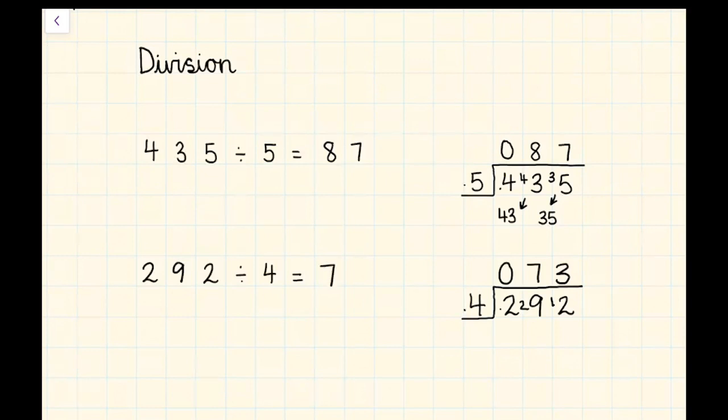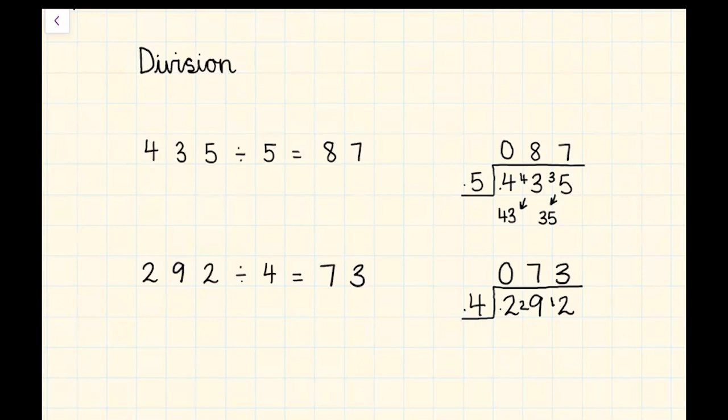So 292 divided by 4 equals 73. We're now going to look at methods for written division where our divisor is a 2-digit number. In the past, people have used something that's called long division, but it can be just that. It can be long and it can be quite tricky. So we're going to look at 2 methods that you can use when dividing by a 2-digit number.